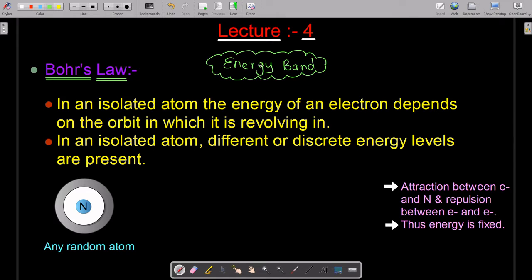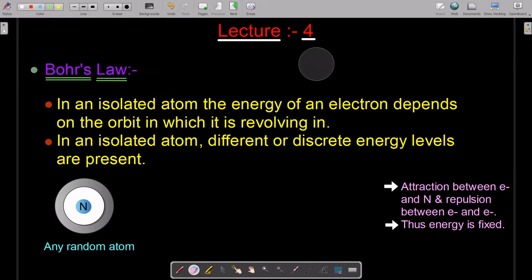This is the concept which we are going to study in depth. But before studying energy band we should have a basic idea about certain concepts, and I'm going to explain those concepts in detail in this video. Let me erase this and we will see what all things we will require for studying the energy band. The very first concept we will require is known as Bohr's law.